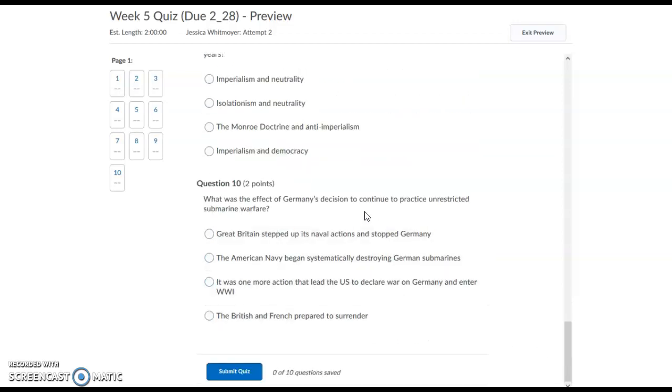And finally, question 10. What was the effect of Germany's decision to continue to practice unrestricted submarine warfare? Great Britain stepped up its naval actions and stopped Germany. The American Navy began systematically destroying German submarines. It was one more action that led the U.S. to declare war on Germany and enter World War I. Or the British and French prepared to surrender.